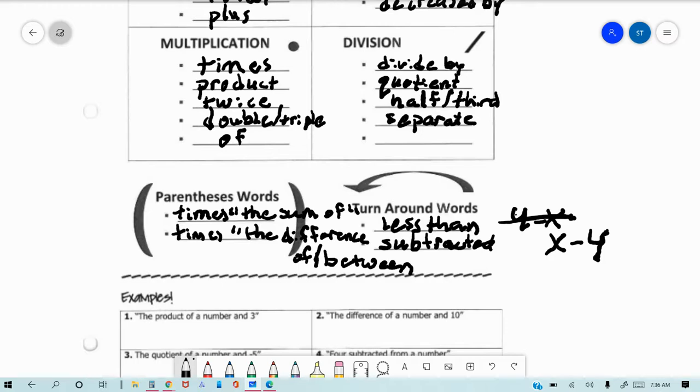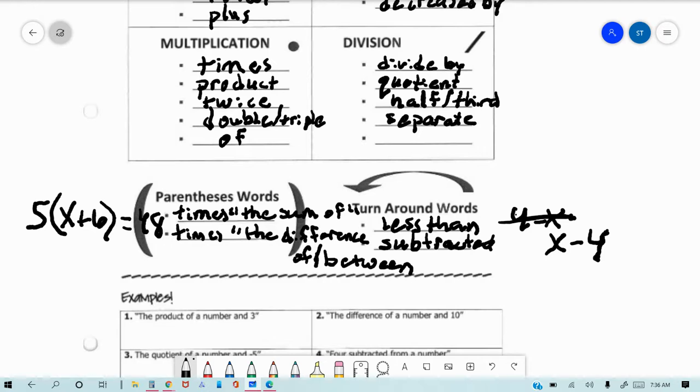So let me think of an example here. So 5 times the sum of a number. So it would be 5 times the sum of the number is 6. Oh, the sum of a number and 6 is 48. So it would be 5 times the number and 6 would be 48. So that's how we would write that. Okay. So you would write it in parentheses.